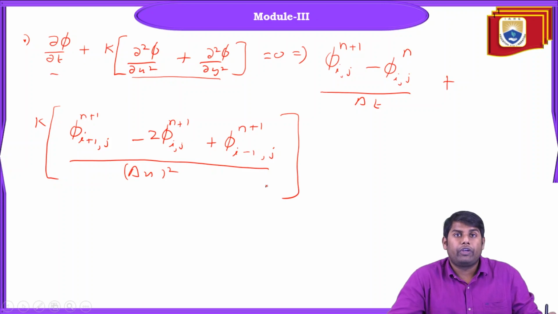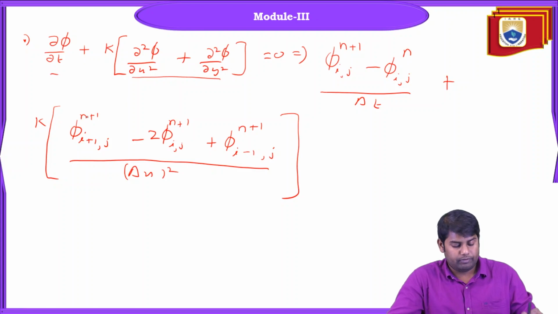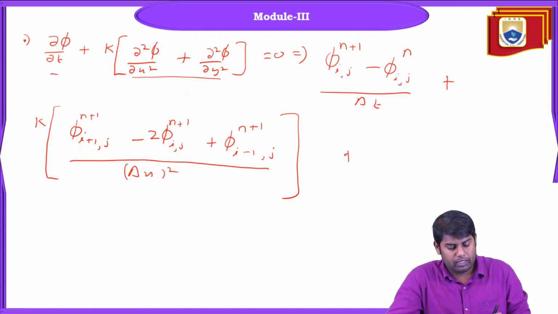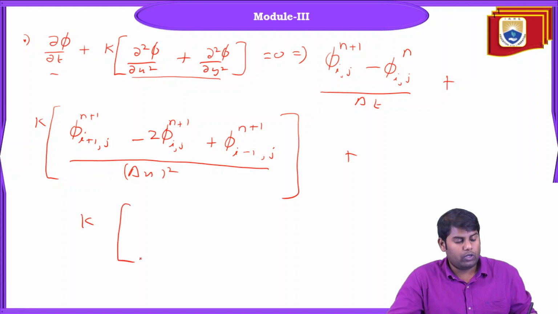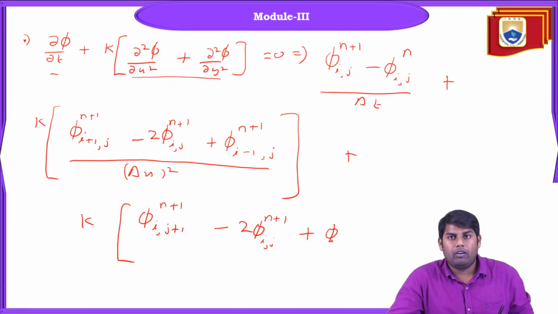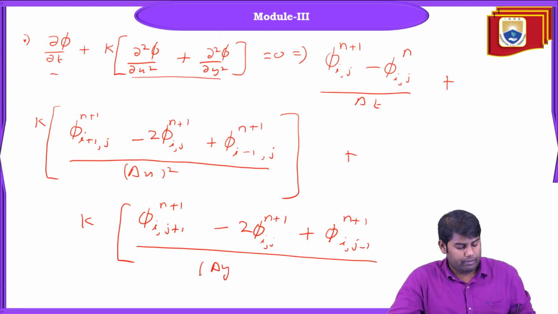So this is what we have. So you can see what difference we had. So the n plus 1 term has come. Next, plus k into the same. So you have phi of i comma j plus 1 to the power of n plus 1 minus 2 phi of i comma j to the power of n plus 1 plus phi of i comma j minus 1 to the power of n plus 1 divided by delta y square equal to 0.